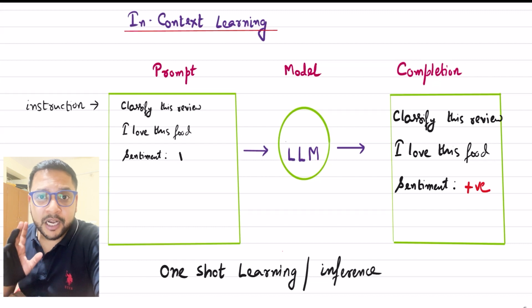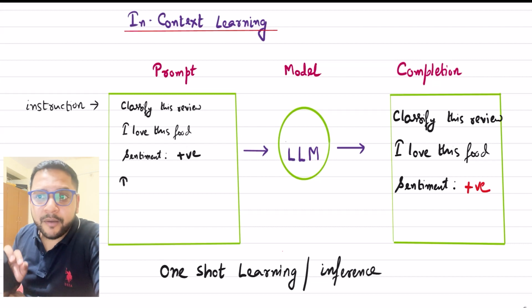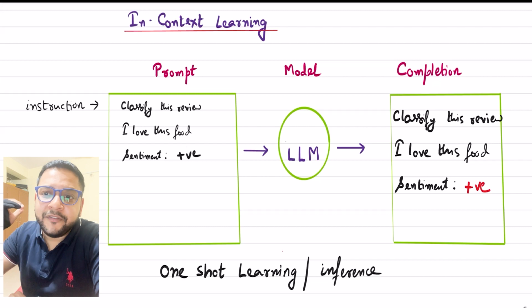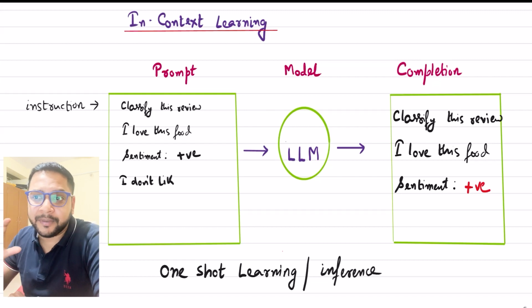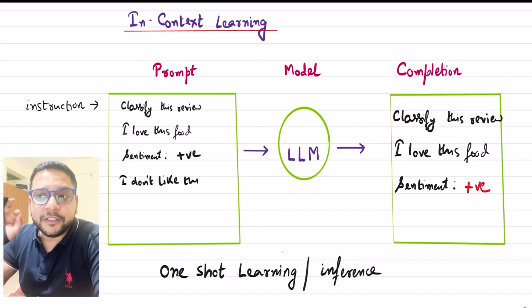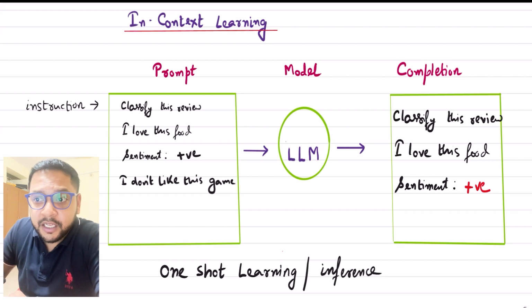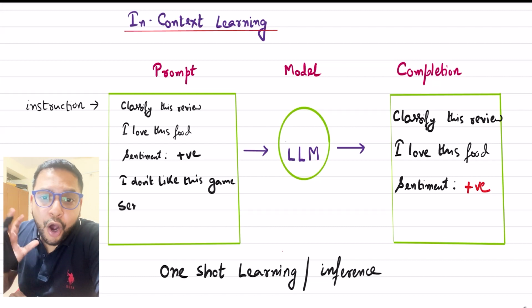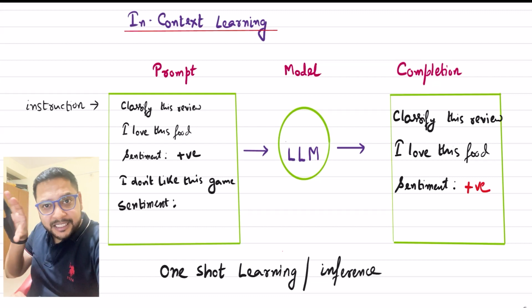Next one is one-shot learning or one-shot inference. Here, in the prompt we are providing an example. First of all, we are giving an instruction on a task, like here we are mentioning classify this review. Then we are giving an example: if I say "I love this food", then the sentiment is positive. Now I am asking a question: "I don't like this game", then what will be the sentiment of this? And I am giving this as an input to the large language model.